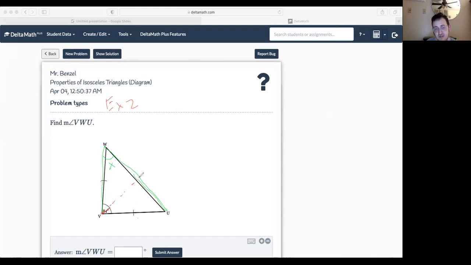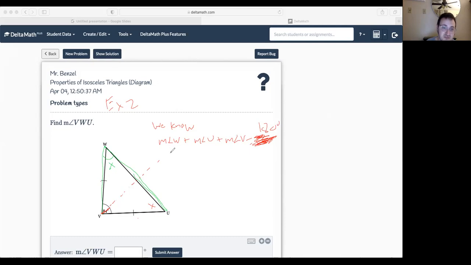So it is symmetrical here. So if this angle is X, then this angle has to be X. And we also know that the measure of angle W plus the measure of angle U plus the measure of angle V equals 180 degrees, since the angles of a triangle add up to 180.